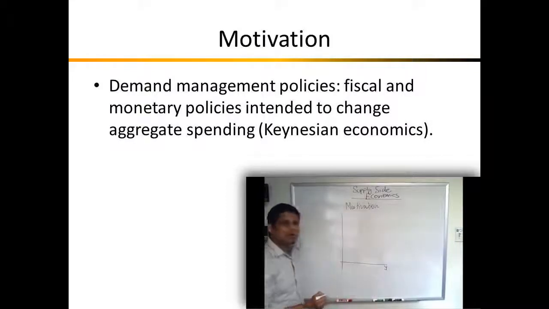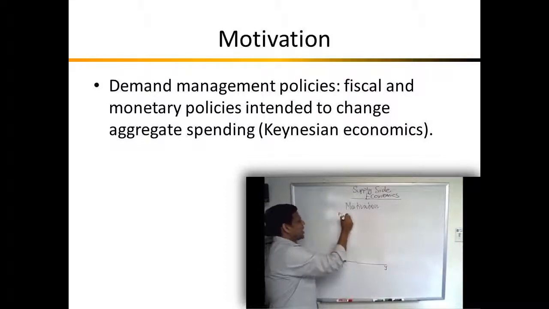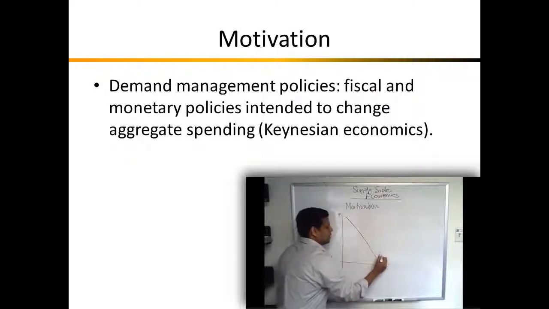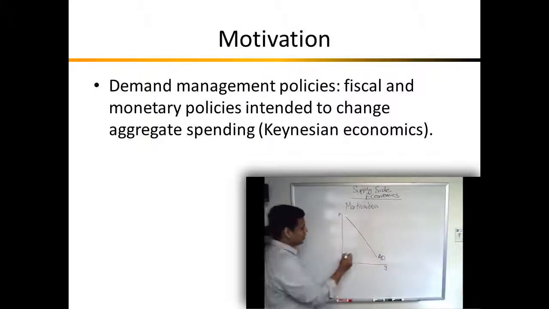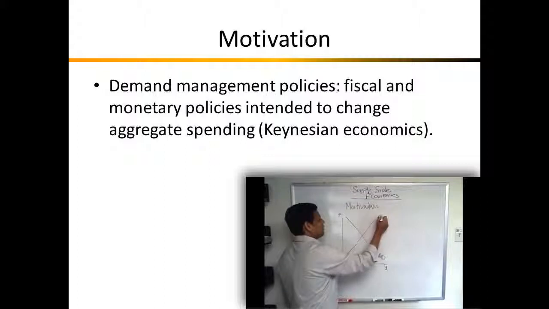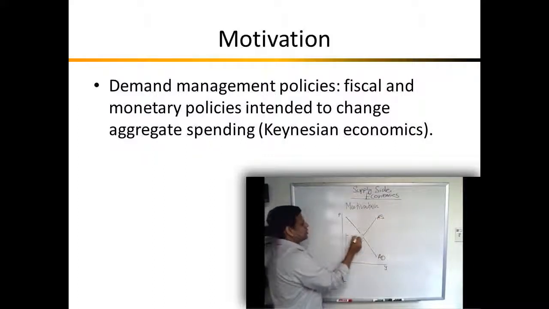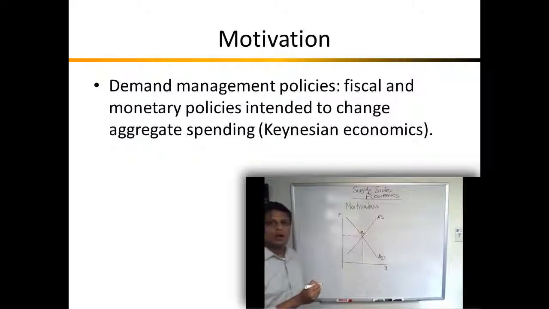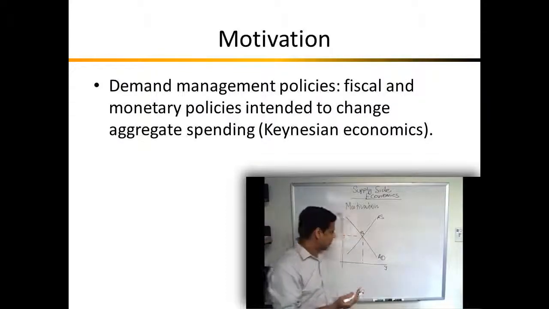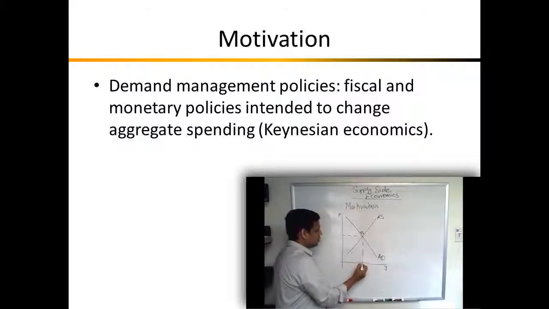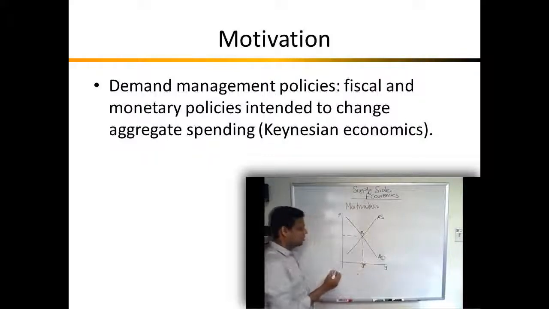You have GDP on the horizontal axis, price on the vertical axis. The aggregate demand curve slopes downward as usual, and the aggregate supply curve slopes upward. And the intersection of the two is where the economy will be standing in an equilibrium. So at equilibrium E0, the GDP of the economy will be Y star, and P star will be the equilibrium level of price level at E0.